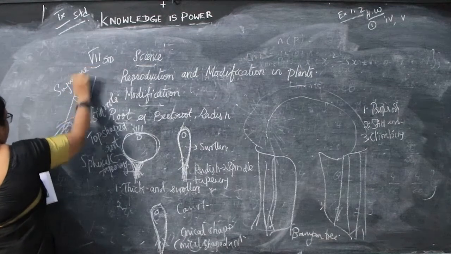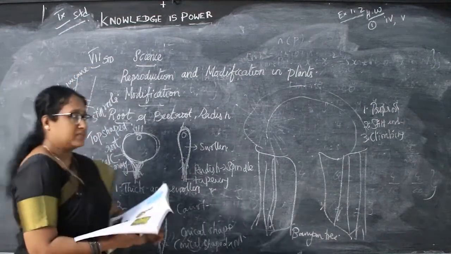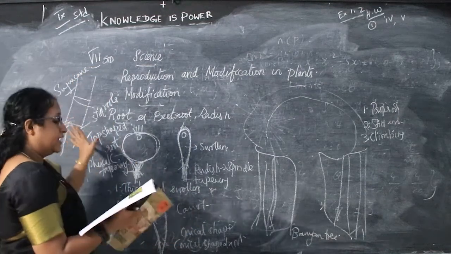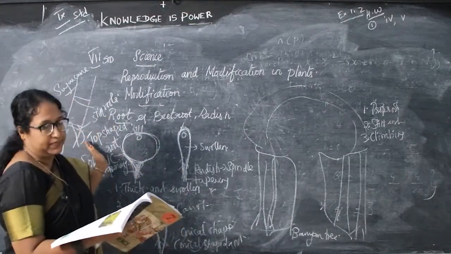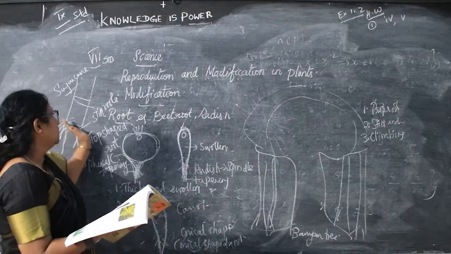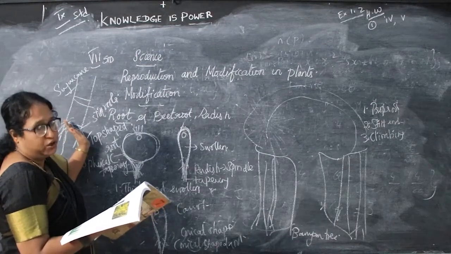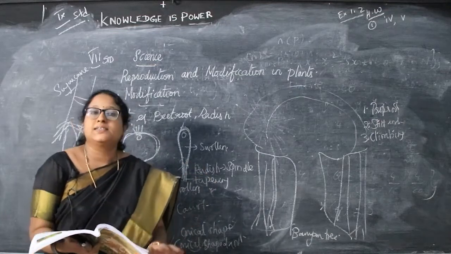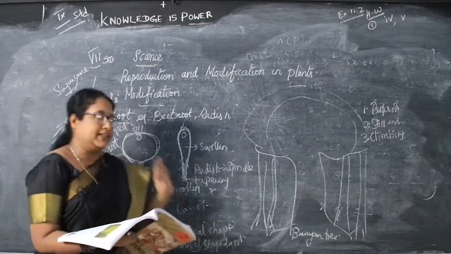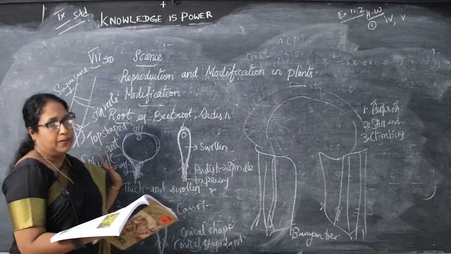In this, what happens? The roots arise from the nodes and they are in a cluster. Cluster means bunch, at the base of the stem. So the example given here is the sugarcane. So where do they arise? They arise from the nodes and are clustered at the base of the stem. And these are called stilt roots and they give additional support to the plant.